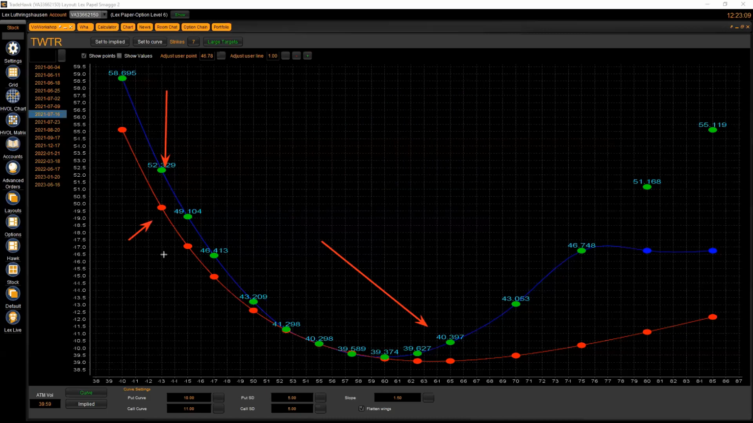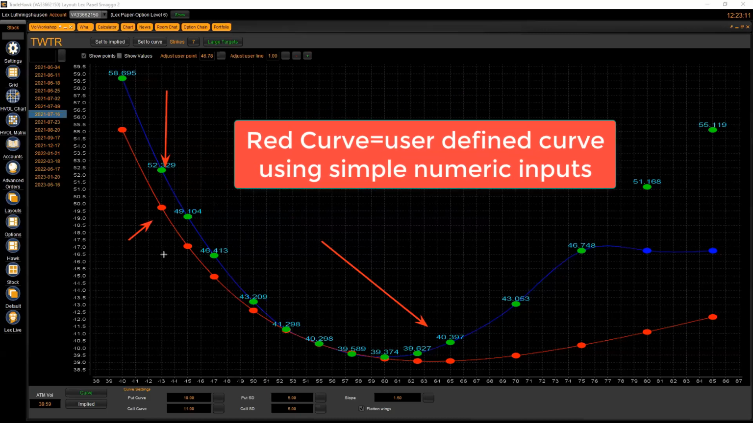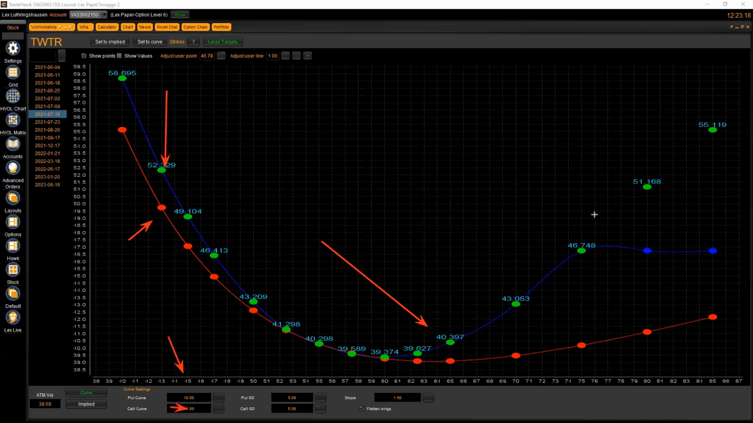Now I can move these points to my red curve. The red curve is your curve. That's the one you create. When you first go in to create these curves, what I typically like to do is play with all these numbers to get into the closest shape I can to that blue line, because that's what the marketplace is telling me it should be. Then I record those values and write them down in my notebook, and I play with other months and see if I'm getting close. So the red curve absolutely is dependent on user input.